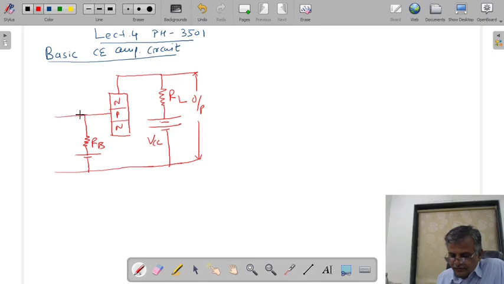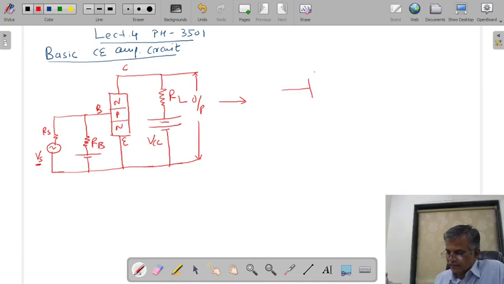Here this is your input signal Vs. This signal is to be amplified with the help of this circuit. This is your source resistor Rs. Now let us discuss this. This is your emitter, base and collector. The same circuit you can draw with symbols in this manner. This is the symbol of a transistor I have used.